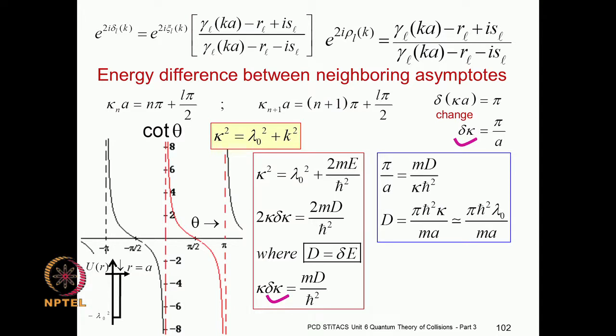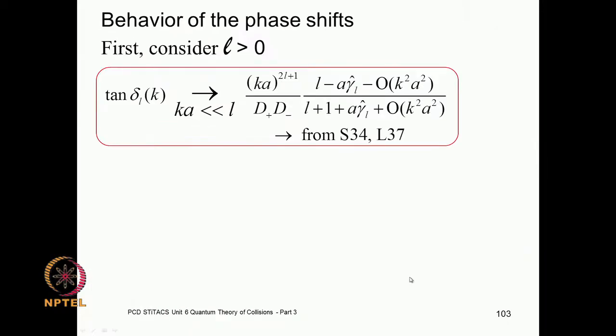Lambda 0 is the root of the potential depth in this case. The potential depth itself is lambda 0 square, so it is proportional to the root of the depth of the potential. So this is what you get for the separation between adjacent resonances. And we will now be interested in examining how the phase shift changes at the resonances. So this expression we have obtained in one of our earlier classes, so I will use it directly, okay?